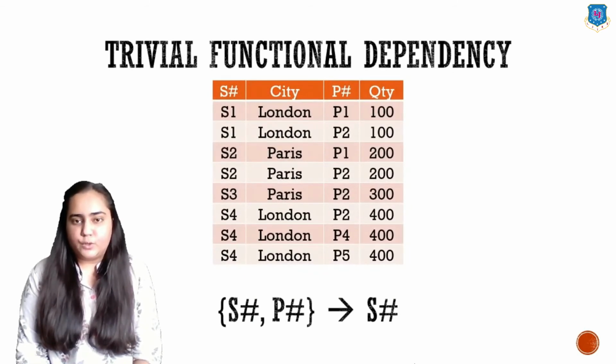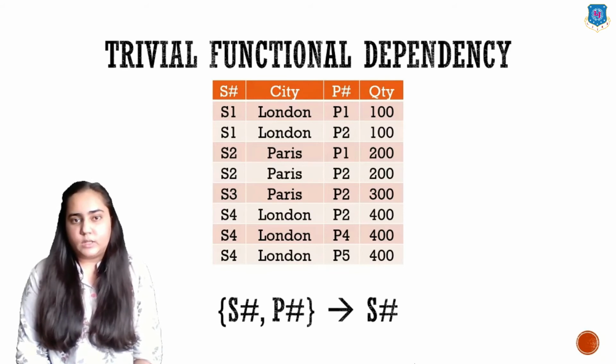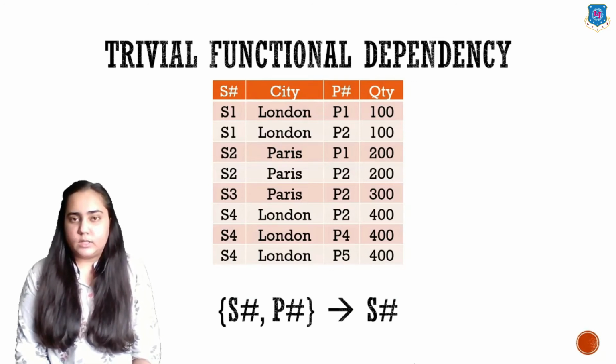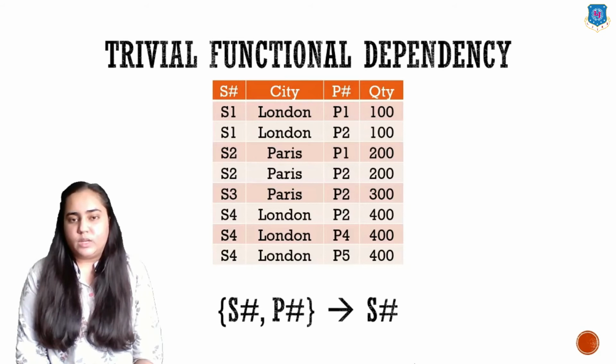So the first type of functional dependency that I'm going to talk about is a trivial functional dependency. A trivial functional dependency is something that is existing, but it's not something that affects the table. Functional dependencies in general are bad for your database design. The fewer functional dependencies you can have for each table, the better it is for your database. And that's why we try to reduce functional dependencies. But a trivial functional dependency is a dependency that does not matter. So even if it's present, you don't have to worry about it. Now, functional dependencies are written in this manner. You have the left side of the arrow, as you can see, and you have the right side of the arrow. And we read it as S hash P hash determines S hash.